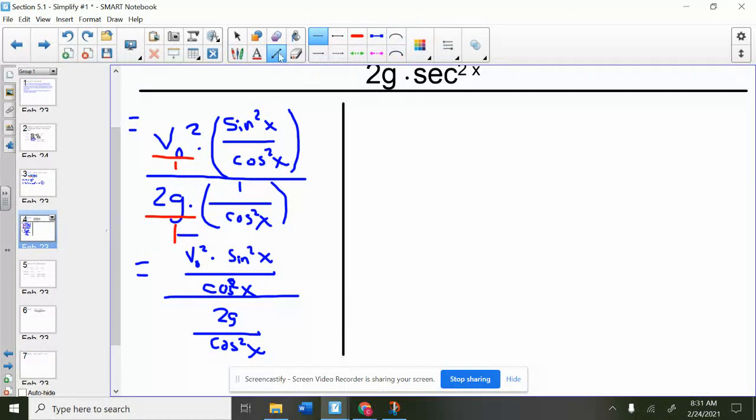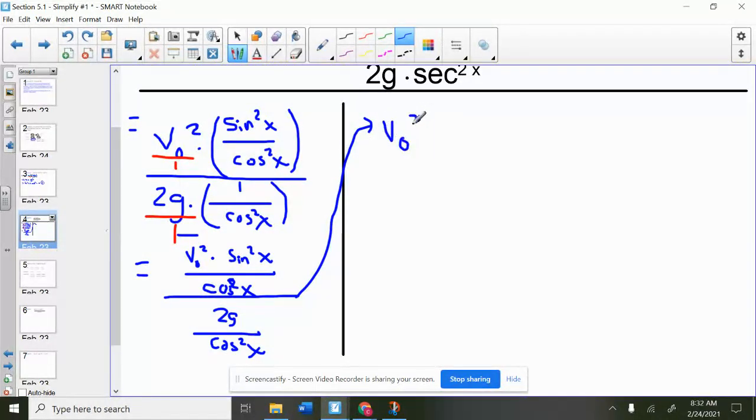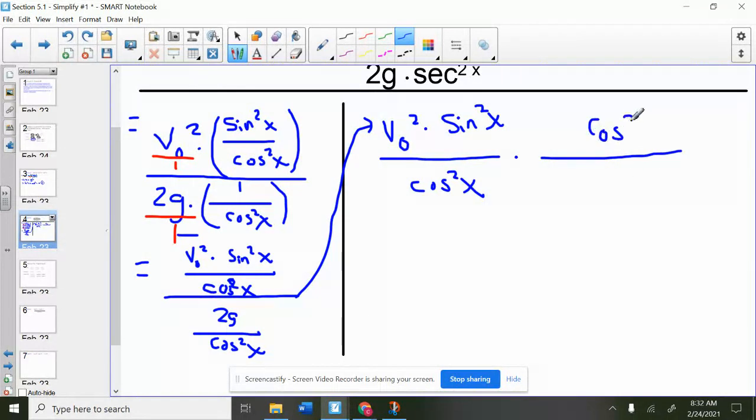So now I'm going to keep on going with it. If I have a fraction divided by a fraction, that's that whole keep it, change it, flip it thing. So the first fraction is going to stay the exact same. The initial velocity squared times sine squared over cosine squared. That's the keep it. I change division to multiplication and then do the reciprocal at the bottom. So we flip this bottom fraction. So cosine squared is on the top and then 2g is in the bottom.